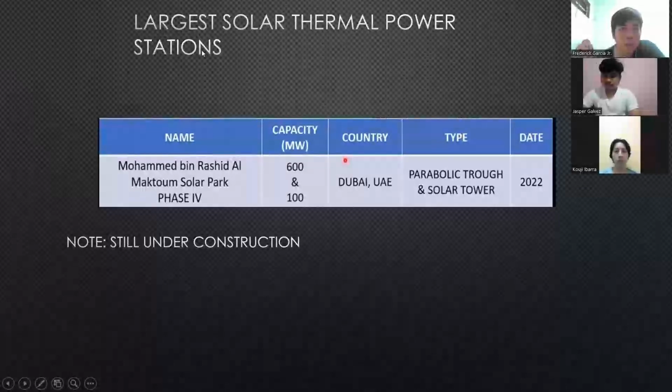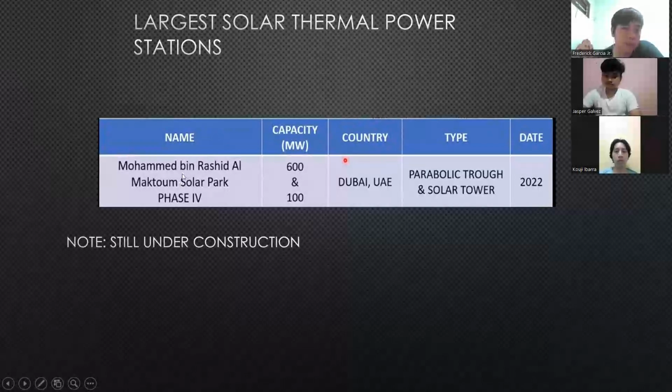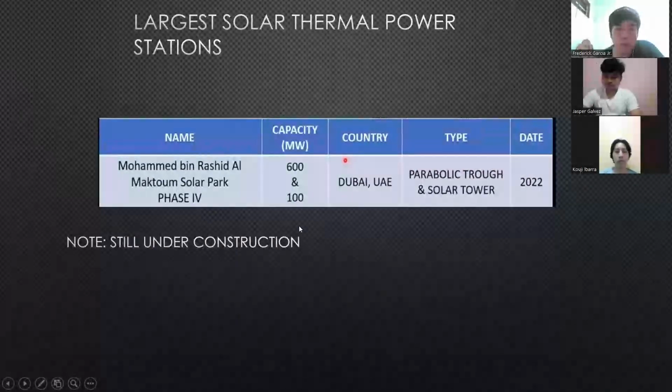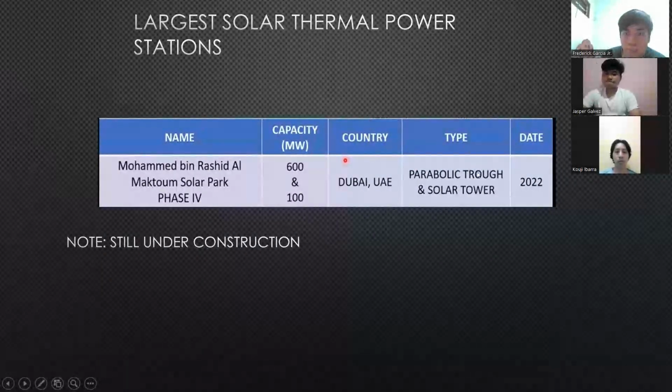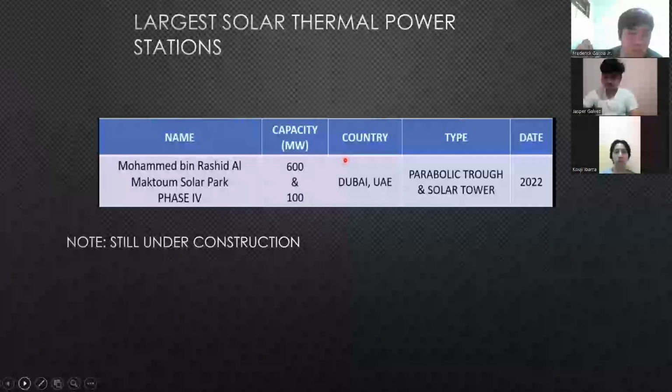We have the largest solar thermal power station, which is the Mohammed bin Rashid Al Maktoum Solar Park Phase 4, which should have a capacity of 700 megawatts in Dubai, United Arab Emirates. It's a parabolic trough and a solar tower, but take note, it is still under construction. So this is a theoretical capacity of 700 megawatts.